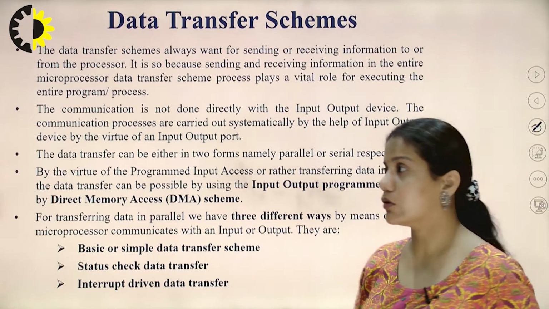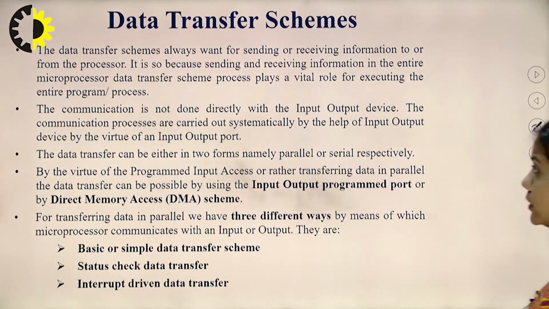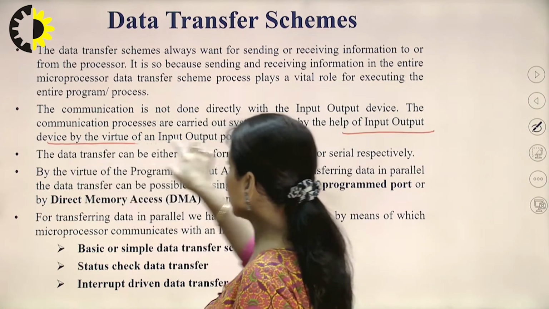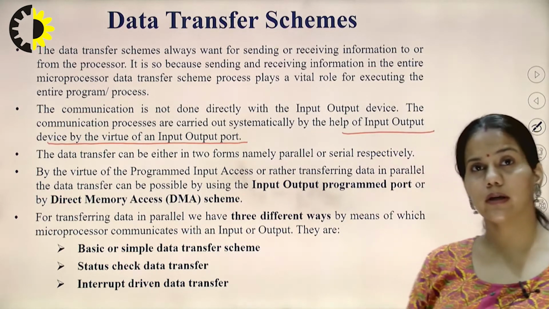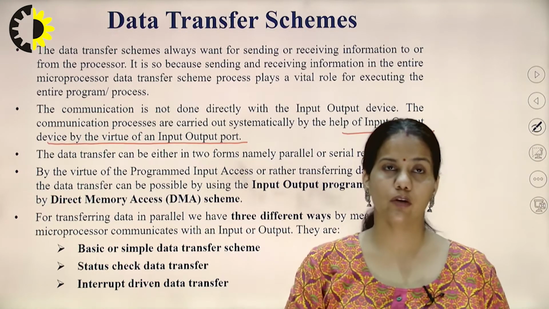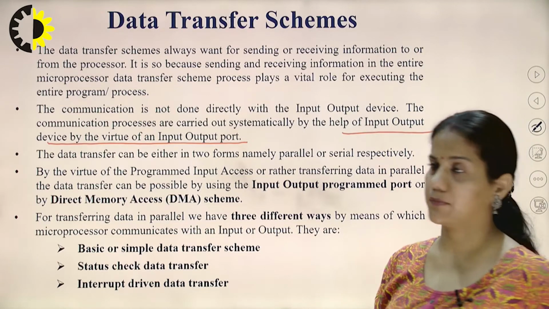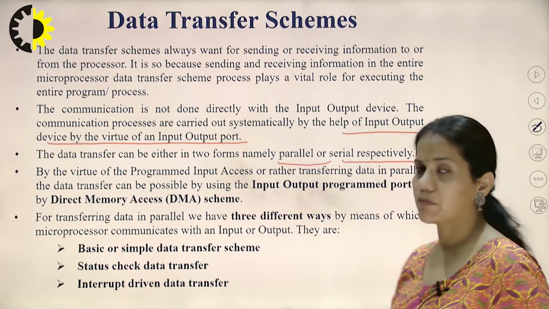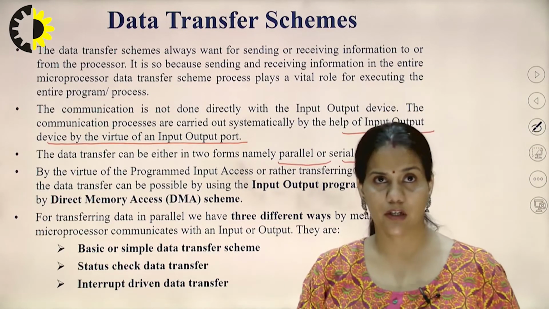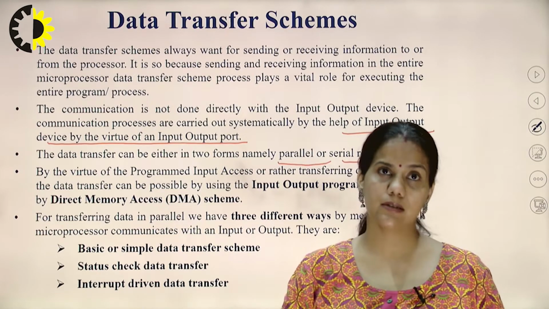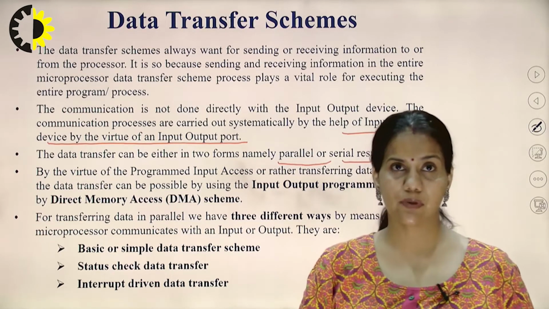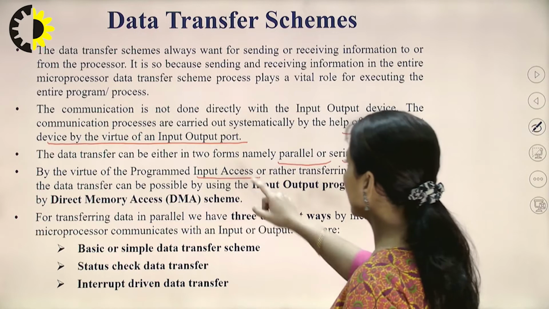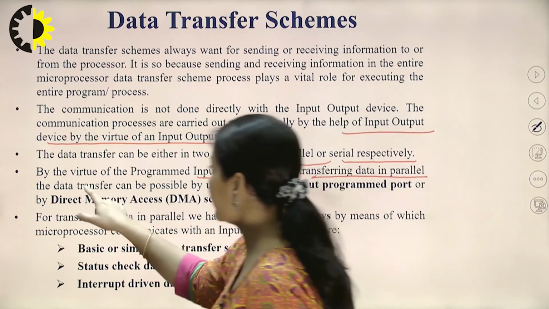The communication is not done directly with the input-output device. It is carried out systematically with the help of an input-output port. So until and unless we put an input-output port, we cannot operate any input-output peripheral device. The data transfer can be in two forms, namely parallel or serial. That is, there are two types of communication. Either the bits will be transmitted serially, that is one bit at a time, or the bits will be transmitted in parallel.